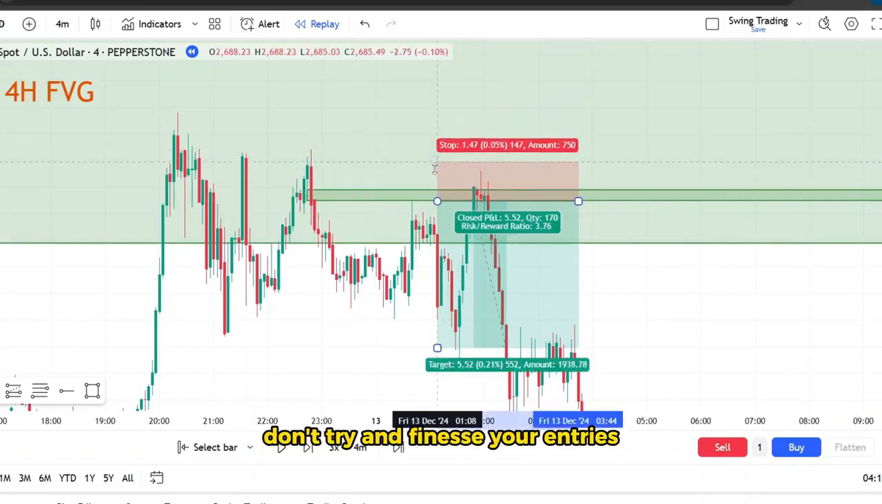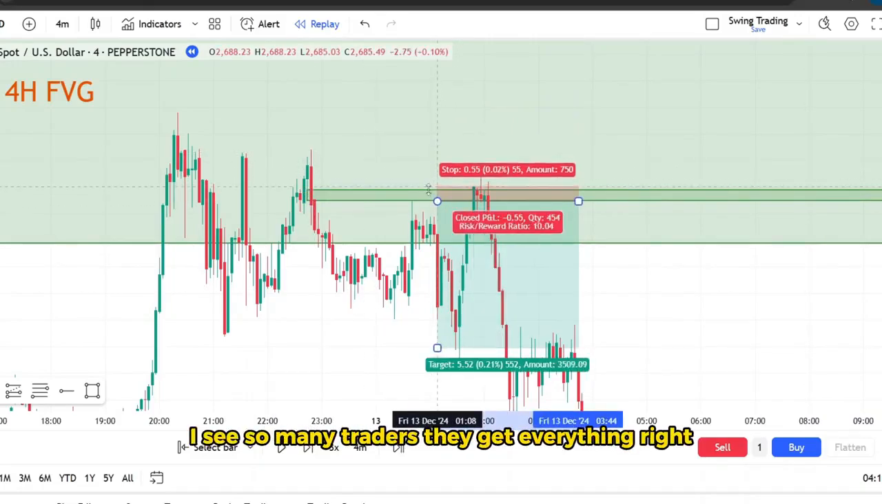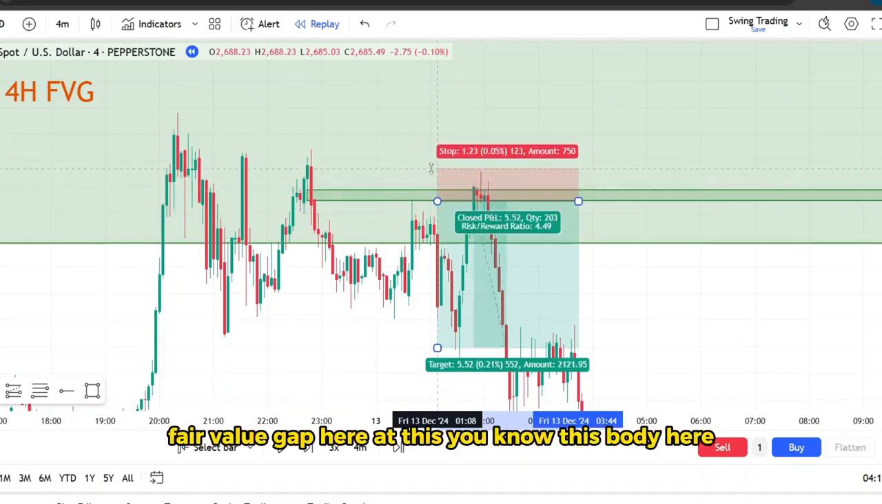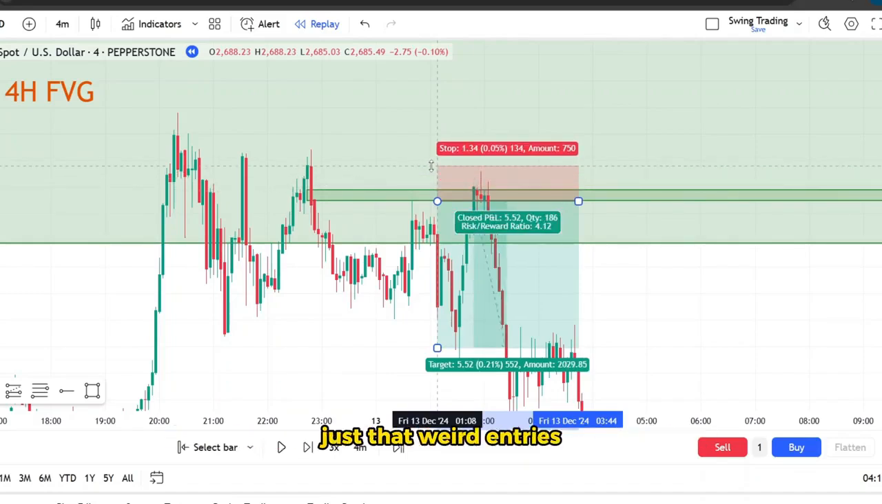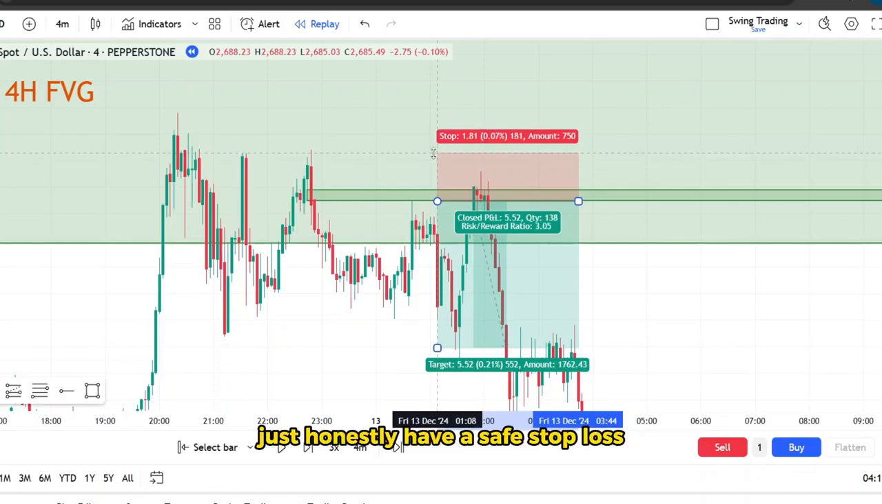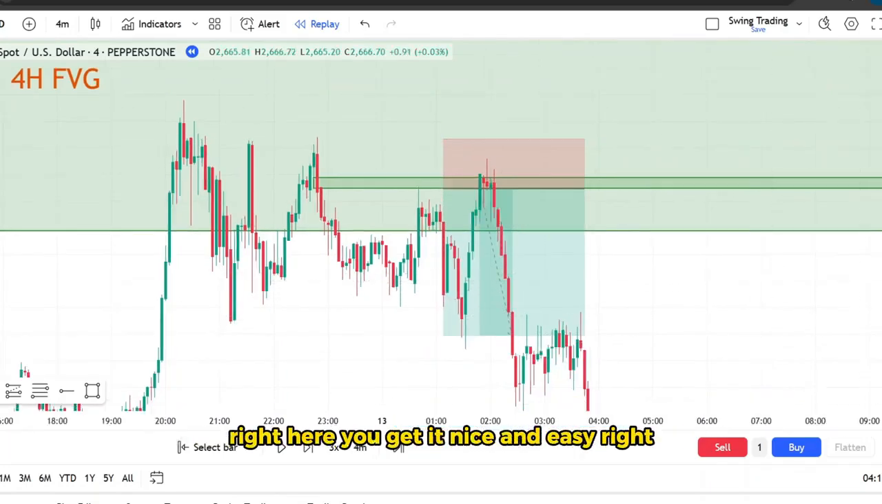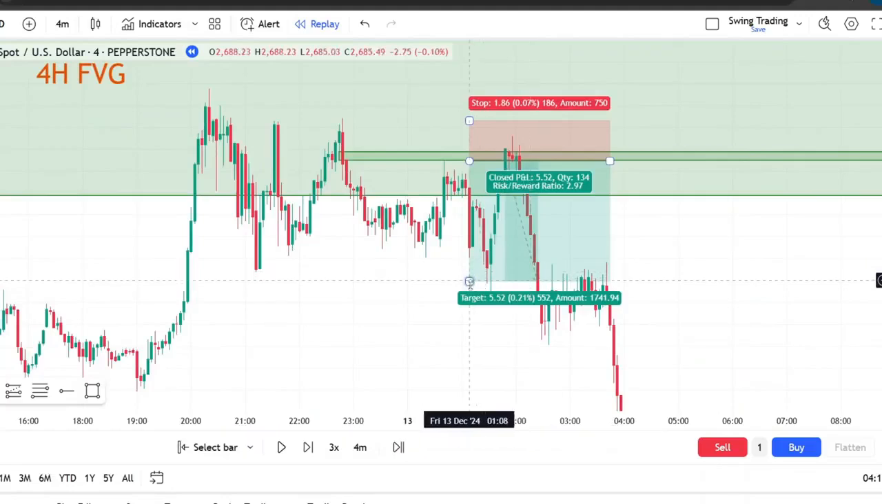Don't try and finesse your entries. I see so many traders, they get everything right. They try and put out this order block here, this fair value gap here, at this body here, just like weird entries. Just honestly, have a safe stop loss and then aim for a 2 or 3 risk to reward ratio. Right here, you get it nice and easy, right? 3 risk to reward ratio.